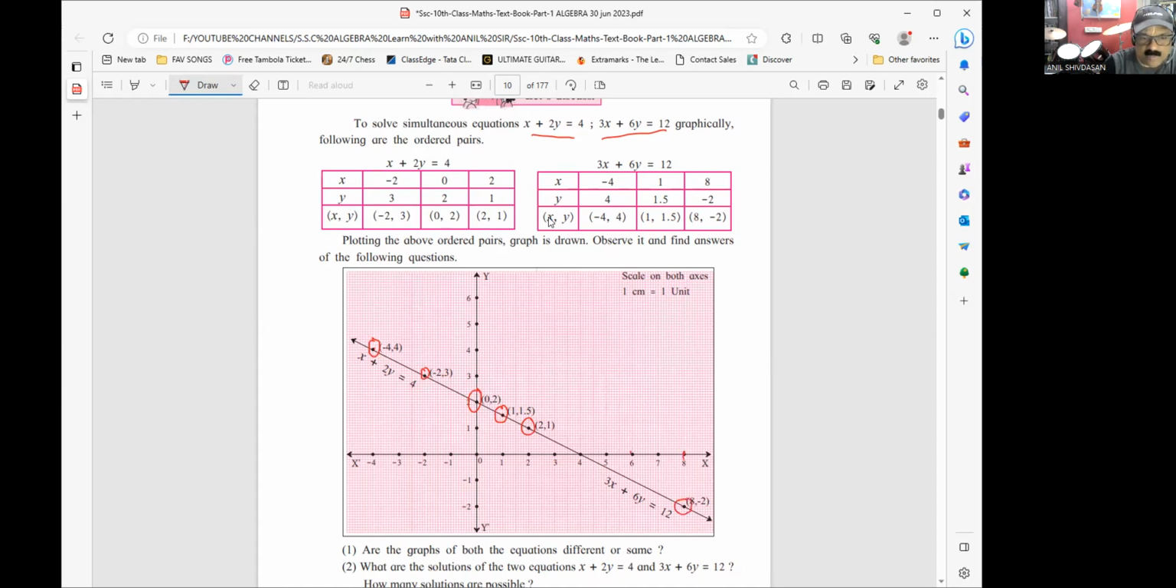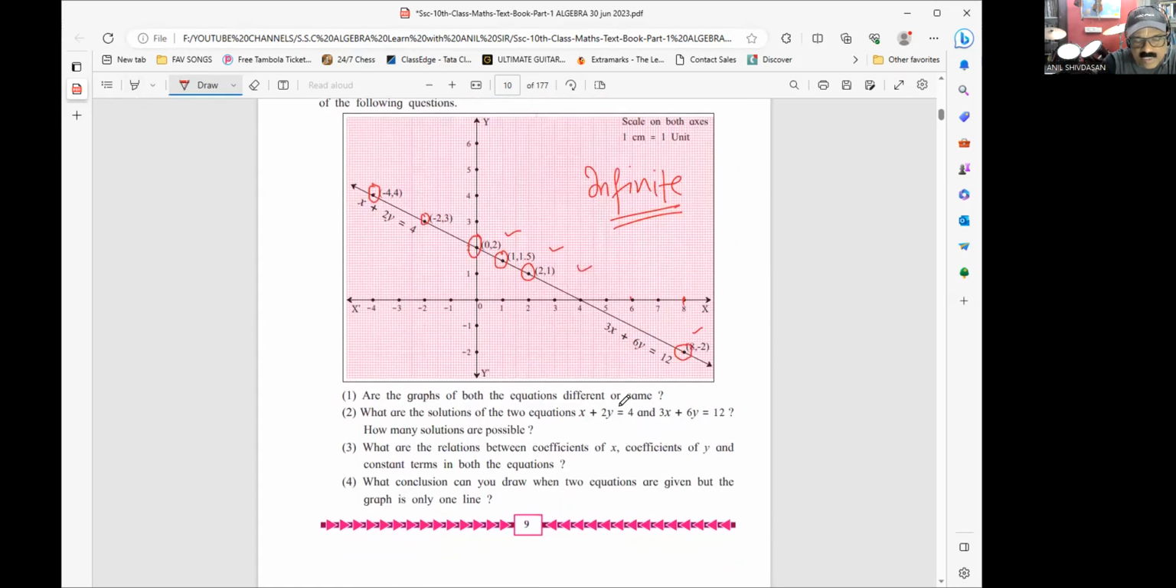So what do you see here is that although we have two equations, when you plot all these points on the graph, they all appear in a straight line. Okay. So what is the solution of this equation? You can have infinite solutions. So right now you can say that -4, 4 is a solution, -2, 3 is a solution, 0, 2 is a solution, 1, 1.5 is a solution, 2, 1, 8, -2. There are infinite, infinite means endless, solutions you can get.